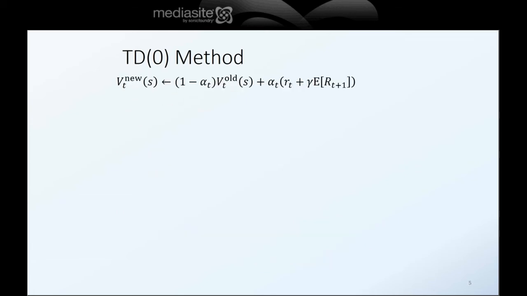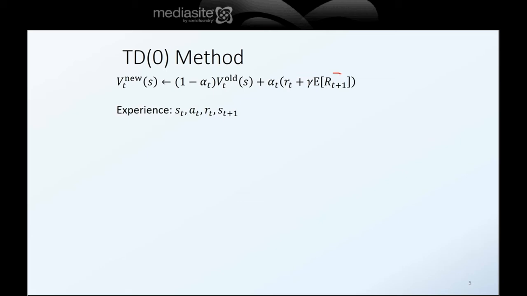TD0 method. So we just saw this update rule for V_t new using V_t old, and the expression here includes the expected value of R_{t+1}. And we also know, keep this in mind, that the expected value of R_{t+1} is V, the value.